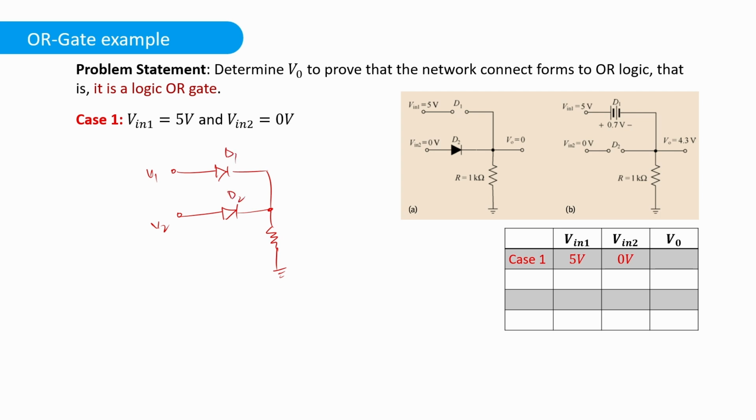So the first condition is that we have to see what happens when we have an input at V1. Let's say we have 5 volts, and we have no input at the second terminal over here, right? So when we apply the battery source to this input V1, we can have two conditions. One will be to see if the diode is in forward bias condition, and the second will be to see that the diode is in reverse bias condition.